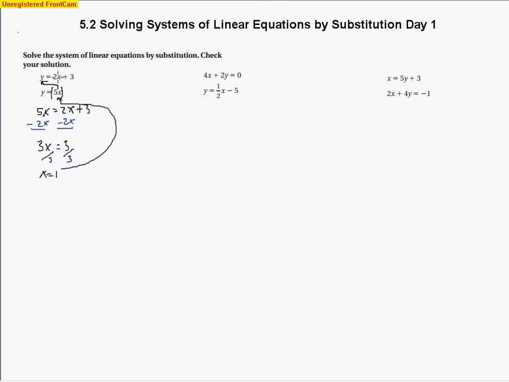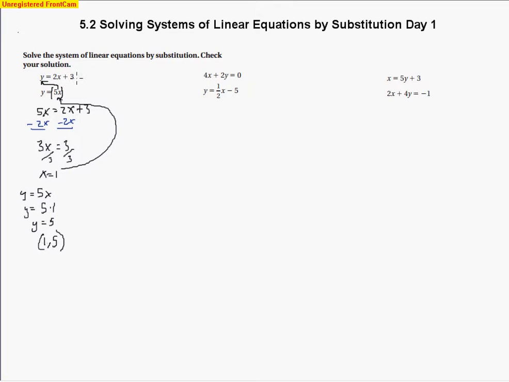Once I have that, take that 1 and substitute it back in. Doesn't matter which equation you pick. Either one's going to give you the same answer. So I'll pick this one here, y equals 5x. So I'm going to rewrite this as y equals 5 times 1, which just makes 5. So the point is 1 comma 5. It's the x component and the y component together as 1, making an ordered pair. So this is where the two lines will cross.